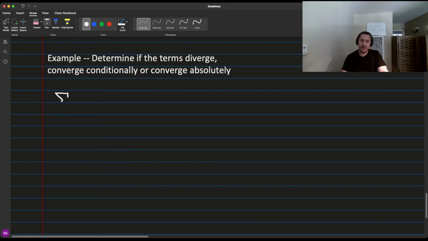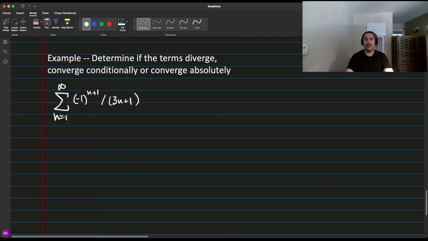So our series here will be the sum from n equals 1 to infinity of (-1)^(n+1) divided by 3n plus 1. Well, we know that this is an alternating series. The n plus 1 here tells us that the first term is positive, so it's going to go positive, negative, positive, negative. Our bn in this case, just the positive part, will be 1 over 3n plus 1.